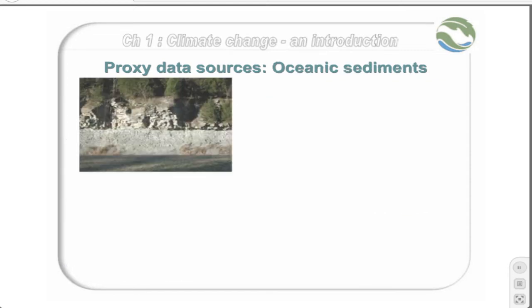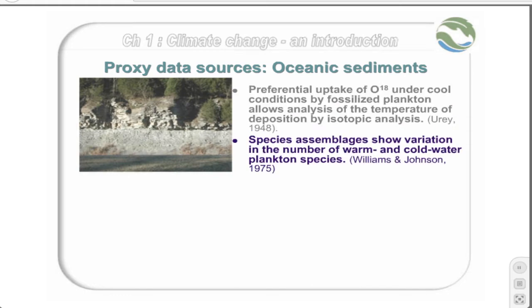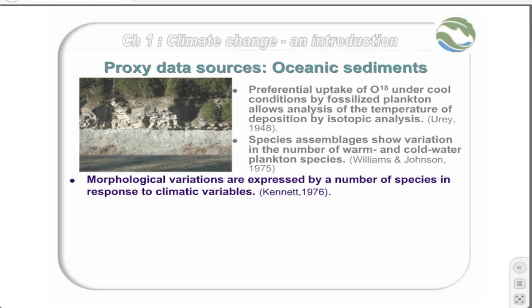Oceanic sediments provide us with another source of proxy information. Calcareous plankton, such as foraminifera or coccolithophores, express preferential uptake of O18 under cool conditions. Therefore, subjecting sedimentary deposits of these plankton to isotopic analysis allows us to establish the temperature of the water at the time of deposition. Species assemblages show variation in the number of warm and cold water plankton species depending on the water temperature. Furthermore, some species show morphological variations in response to the same climatic variables.